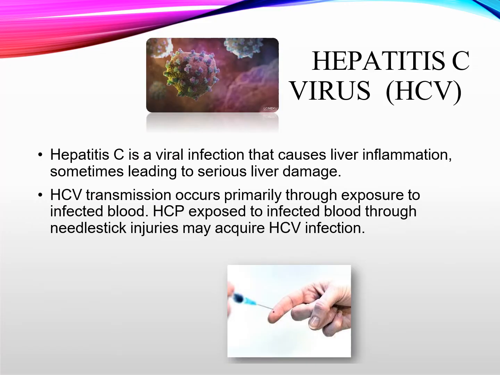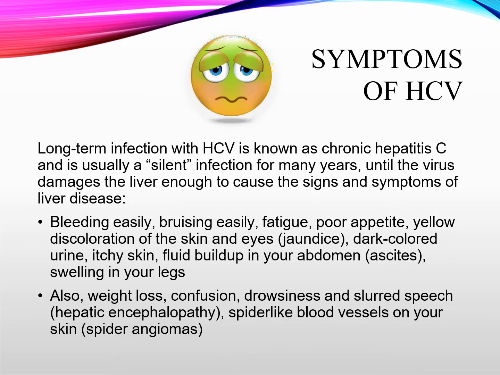Hep C is a viral infection that causes liver inflammation, sometimes leading to serious liver damage. It occurs primarily through exposure to infected blood. Healthcare personnel exposed to infected blood through needle stick injuries may acquire Hep C infection. Symptoms of Hep C virus. Long-term infection is known as chronic hepatitis C and is usually a silent infection until the virus damages the liver enough to cause signs and symptoms of the disease, which may include what you see listed here.